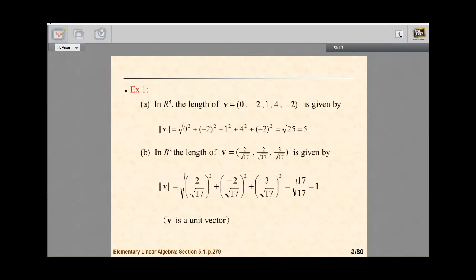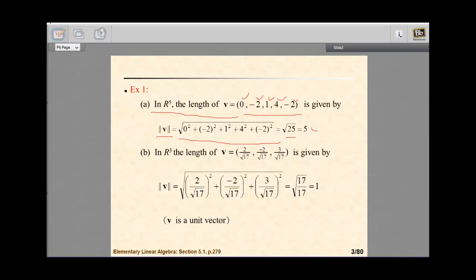Now let's see how we calculate the norm with some examples. If we have a vector in R to the power 5, to calculate the norm we take the square root and square every component: 0 square plus 2 square plus 1 square plus 4 square plus 2 square. Add all these things, and that will be equal to the square root of 25, which means 5.